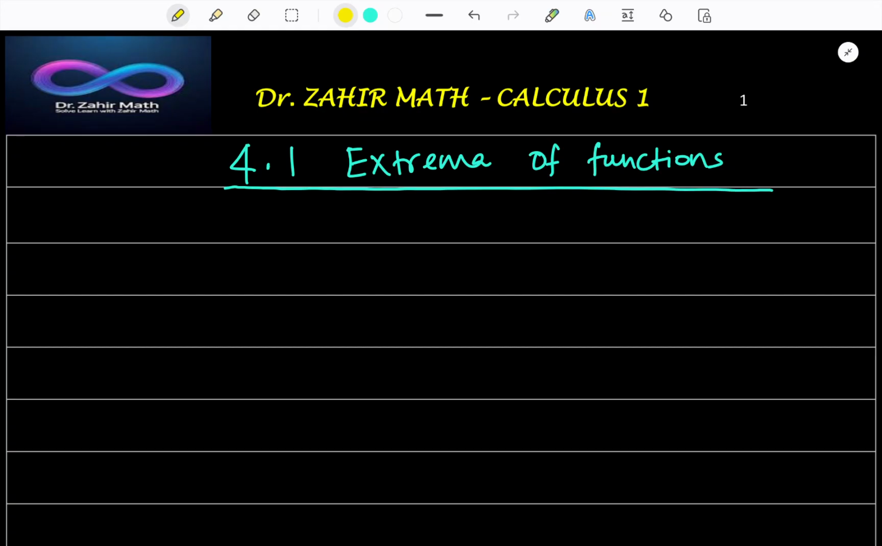Want to find maximum and minimum? Stay with me. Let's make it super easy. Let's start exercise 4.1, Extrema of Functions. Before that, you just try to learn the rules.